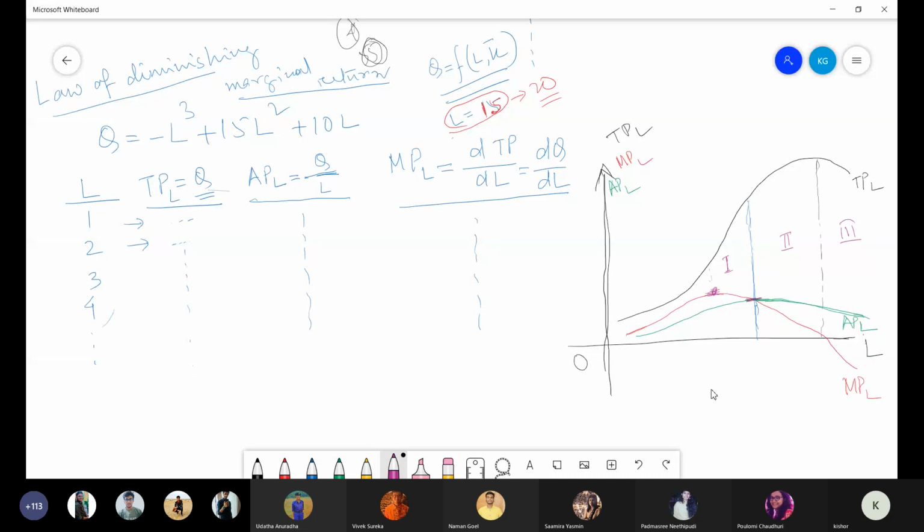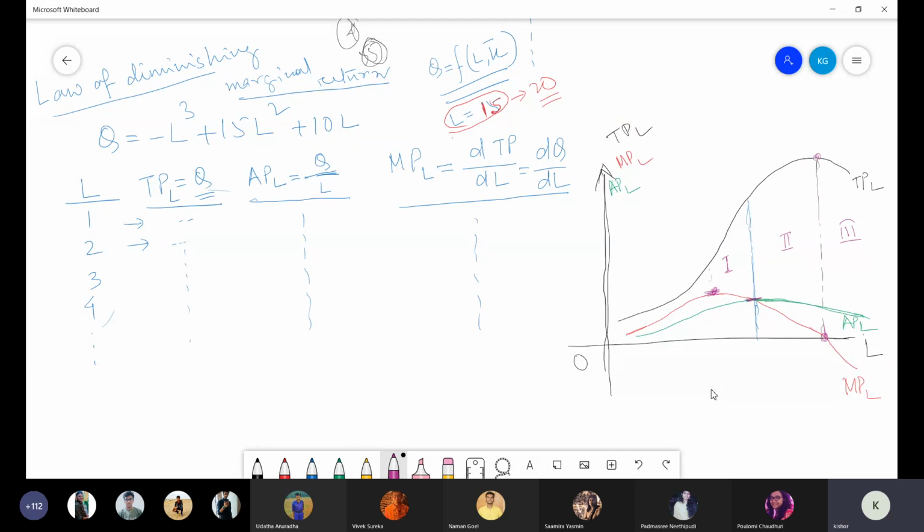This is the end of stage 1. In stage 2, both marginal product and average product are decreasing. Marginal product was decreasing in stage 1 itself, but in stage 2 average product also starts decreasing, because after the maximum level it starts decreasing. But the rate of decrease of marginal product is much higher than average product. Stage 2 ends when your marginal product is equal to 0, or when total product is maximum.